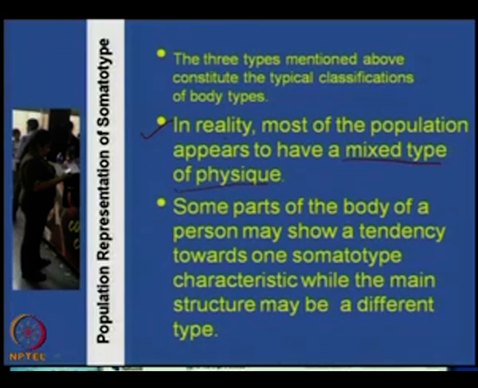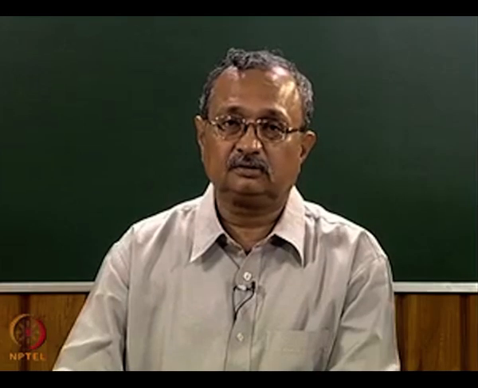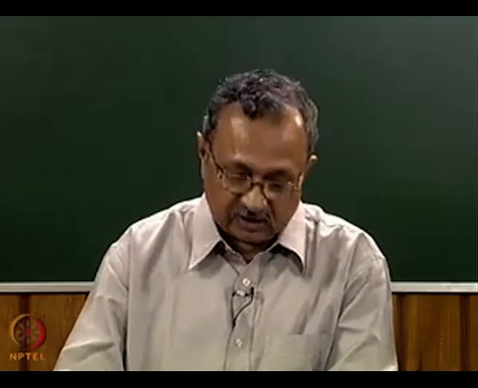Some parts of the body of a person may show a tendency towards one somatotype characteristic, while the main structure may be a different type. In this figure, we can say that this portion may look very endomorphic. Sometimes in some body figures, the legs or limbs may be narrower, may not be like that.